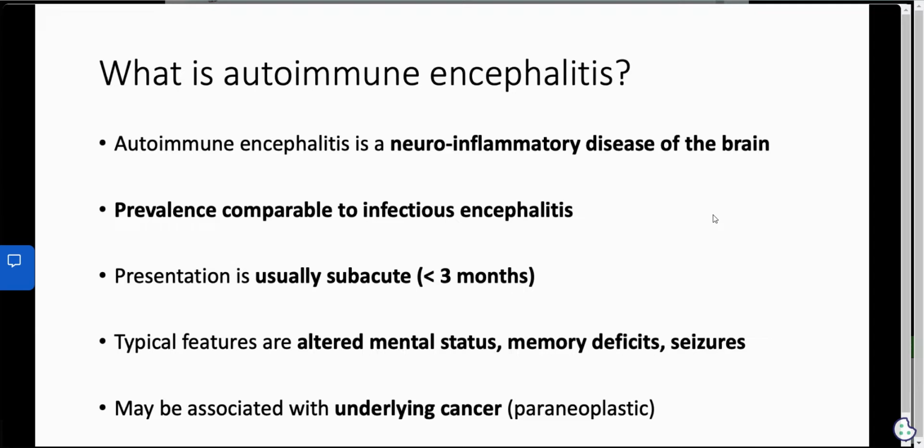So very briefly, what is autoimmune encephalitis? Autoimmune encephalitis is a neuroinflammatory disease of the brain. Its prevalence is comparable to that of infectious encephalitis, the classical form of encephalitis. Its presentation is usually subacute, so less than 3 months. Typical features are that of altered mental status, memory deficits, or seizures. And it may or may not be associated with underlying cancer. When it is, we call that paraneoplastic.